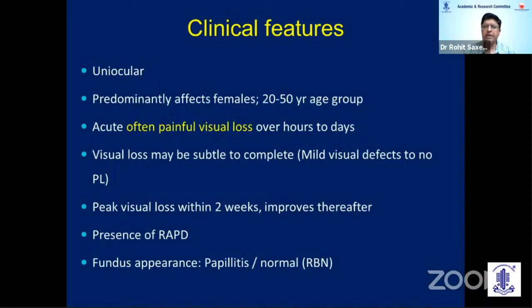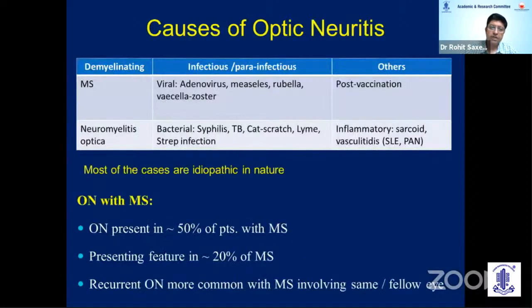It's usually uniocular, predominantly affecting females in the youngish age group. Acute loss of vision over hours to days. It's not immediate or sudden, which is more likely to go towards an ischemic event. The vision loss may even be very subtle and may just present with a mild visual field defect to no PL. And the visual loss would tend to progress a little, plateau out by the second week, and then start improving gradually, with the presence of RAPD in a unilateral case. And of course, the fundus we discussed.